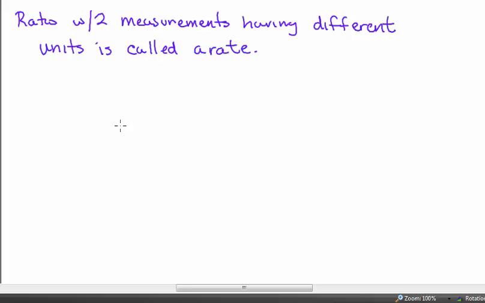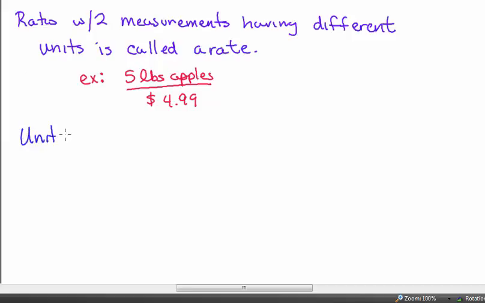If you go grocery shopping, let's just say we can get 5 pounds of apples for $4.99. So I have pounds and dollars, 2 different units. And this is the rate. Every 5 pounds costs $4.99. Now, you're probably most familiar with what's called a unit rate.